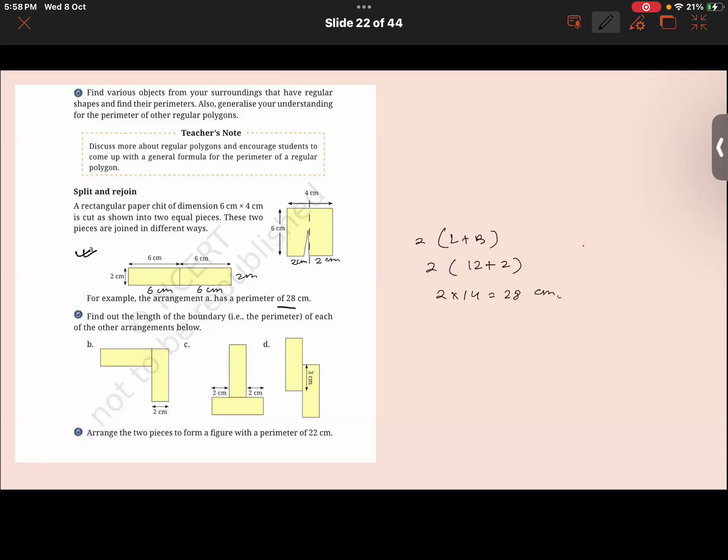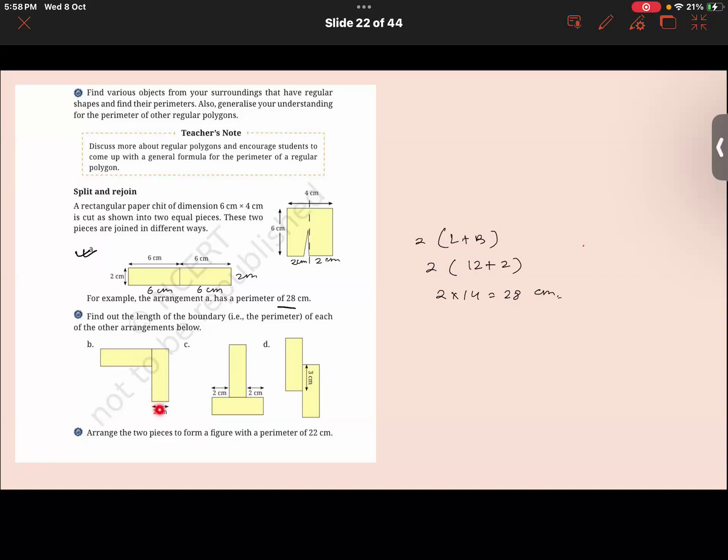Further, some questions are given here. We need to find out the length of the boundary, that is the perimeter, of each of the other arrangements. These same two pieces of paper have been joined in different manners, and now we are required to find their perimeter.